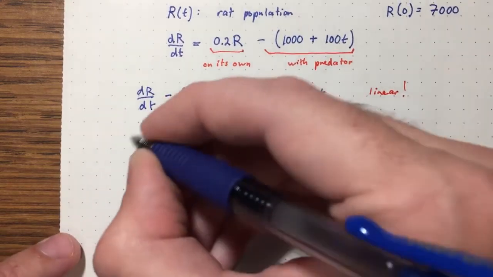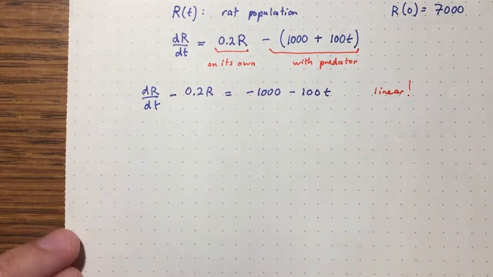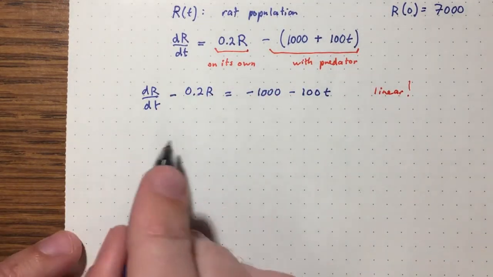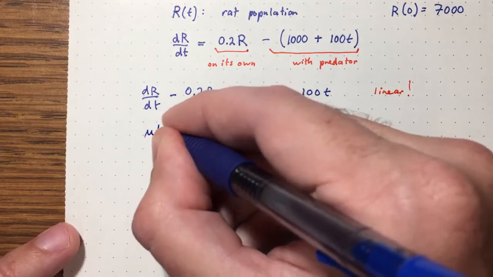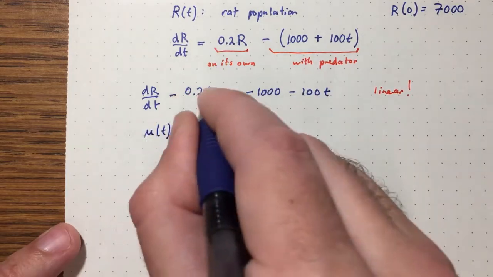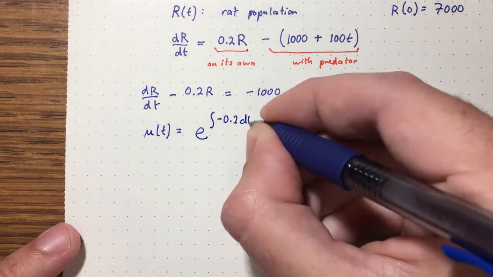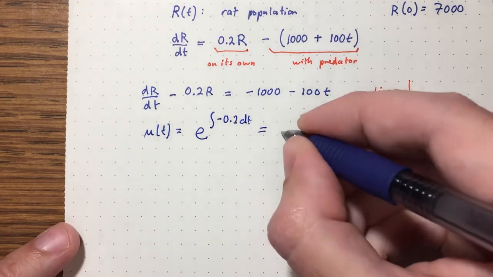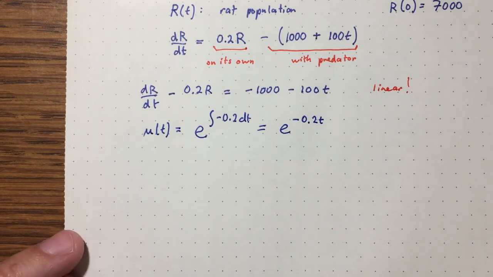Let's try to go through quickly. So it's in standard form already. That's the first thing we should ask, right? Is it in standard form? It is. Let's calculate our integrating factor. So here it's going to be e to the integral of just a constant this time, negative 0.2. So it's going to be e to the negative 0.2t, our integrating factor.